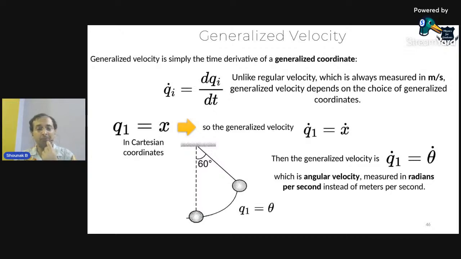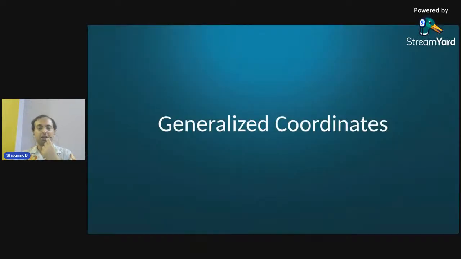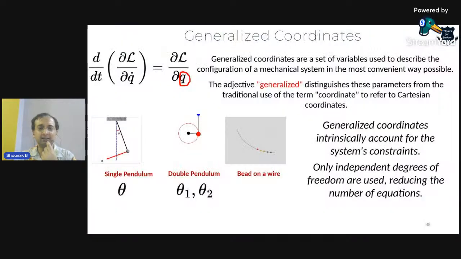So now I hope things are getting clear to you, why we need those things: generalized momentum, generalized coordinate, etc. This is the reason we need them. Here is a quick, slightly deeper understanding of the generalized coordinates. Why do we need the generalized coordinate? Okay, let us see that.